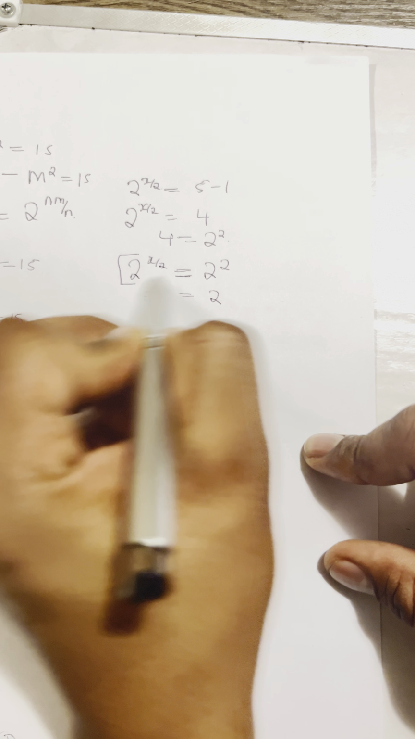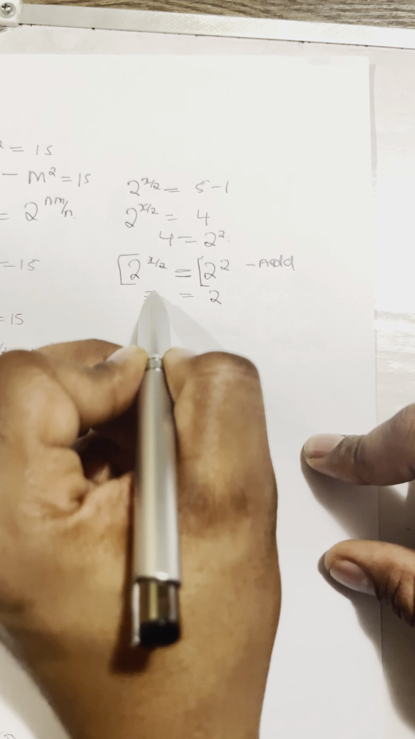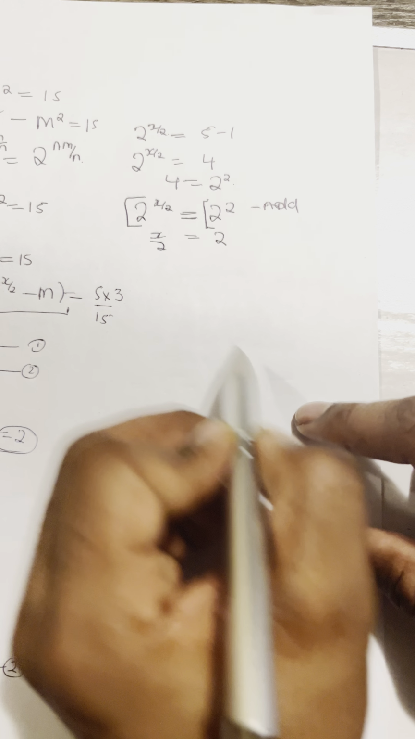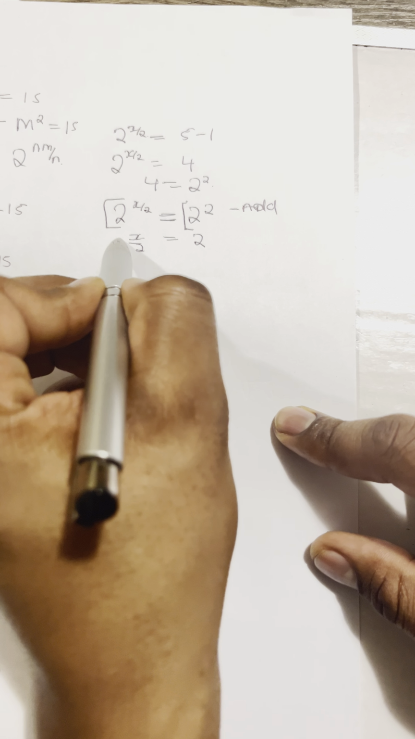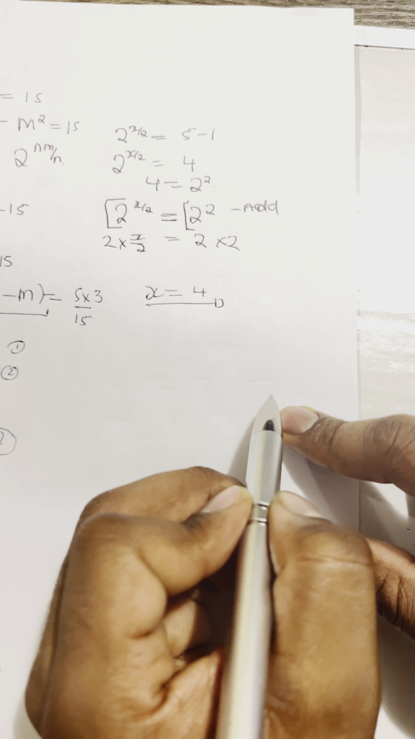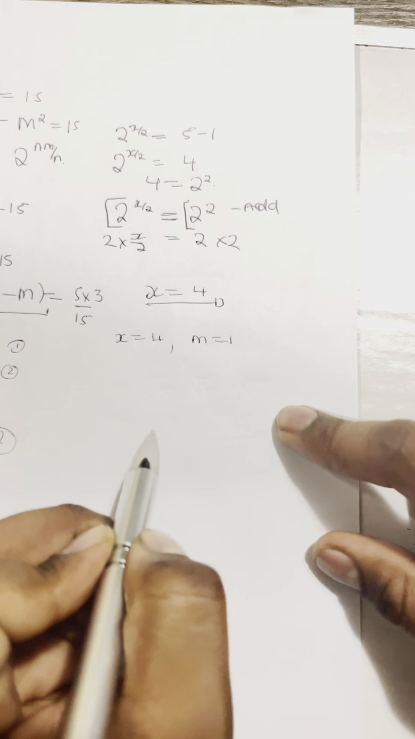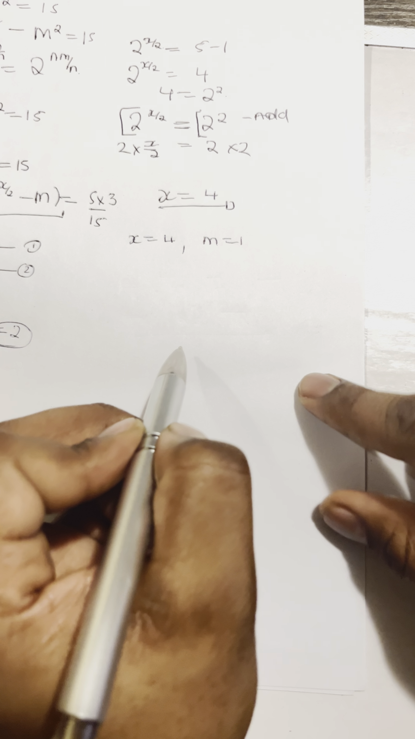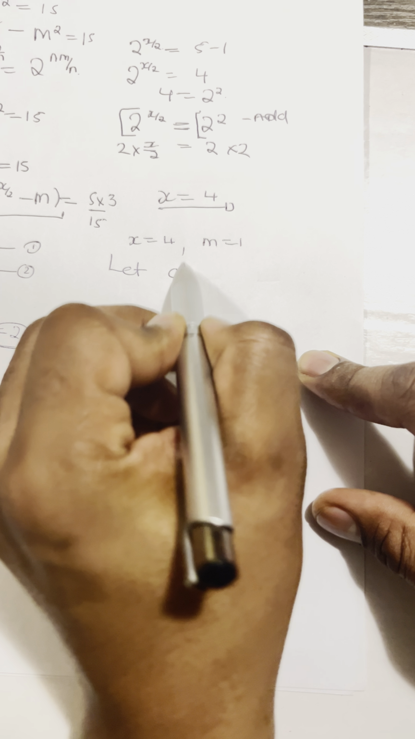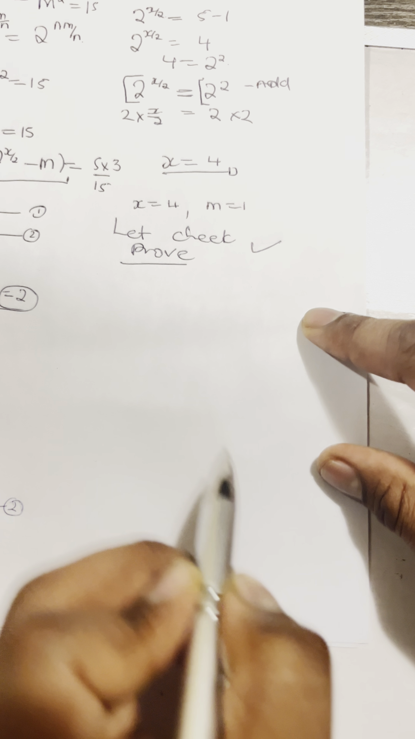When the bases are the same, we equate the exponents. Now, the exponent is x over 2 is equals to 2. So then what do we do after? We say multiply by 2, multiply by 2. x is equals to 4. Now, x is equals to 4 and m is equals to 1. We need to prove. Let's check.